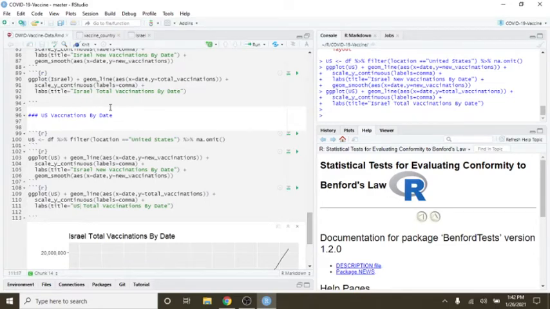I'm making a few tweaks to my COVID-19 vaccination report. I'm adding the U.S. Already we have the world daily and cumulative totals, Israel daily and cumulative totals, and now I'm adding the totals for the U.S. also.